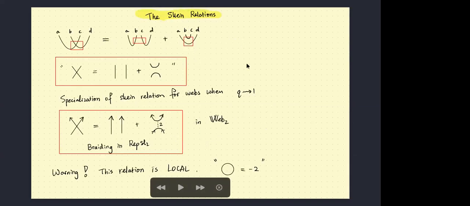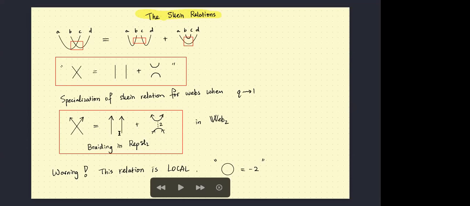I wasn't sure if there are any link homologists in the audience, but I want to point out that this crossing is really the braiding in the sense of web category. So if you zoom into this red box, I'm really using the relation that a crossing is either the identity or the turnback. Here I'm specializing q equals 1.